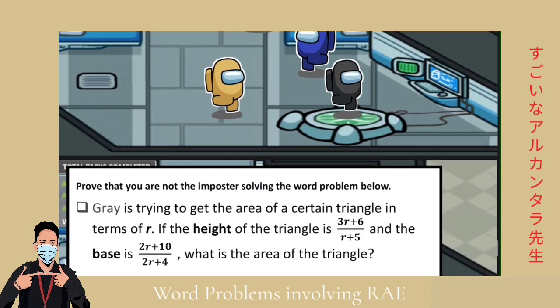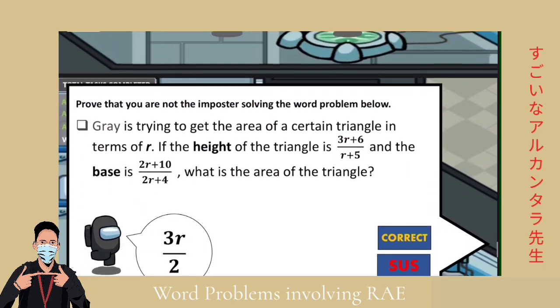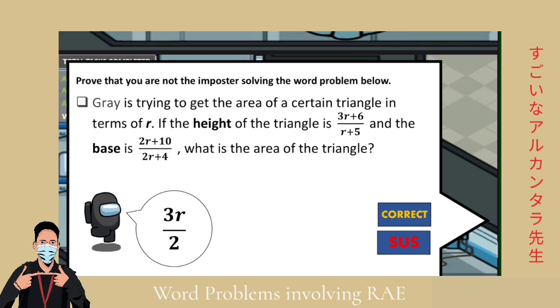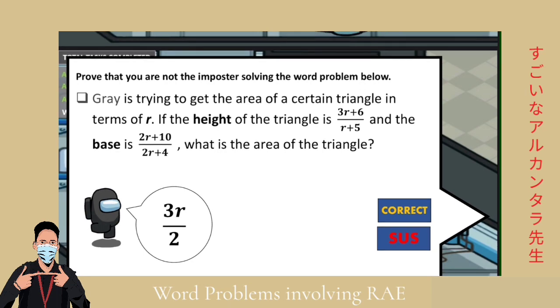So the word problem is this. Gray is trying to get the area of a certain triangle in terms of r. When you see a word problem like this, it says in terms of r, meaning to say the variable used is the letter r. No need to panic when you read those kinds of things. It just says in terms of r, so r is the variable.